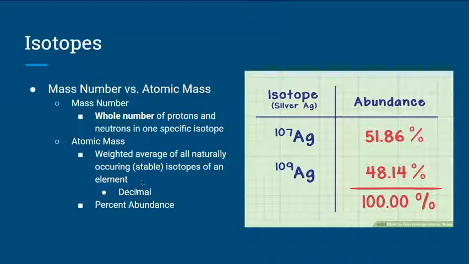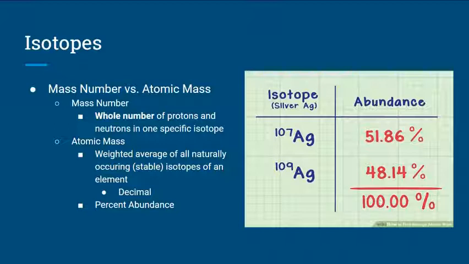Okay? And then the other value that's associated with atomic mass is called the percent abundance, and that's just the experimentally determined percentage of that isotope that occurs in nature. All right, so here in this example, we've got 51.86% of all silver has a mass number of 107, and the remaining 100%, or 48.14, has a mass number of 109.